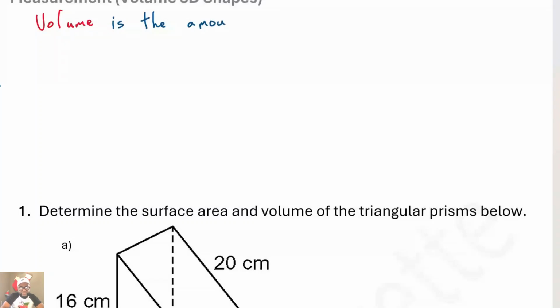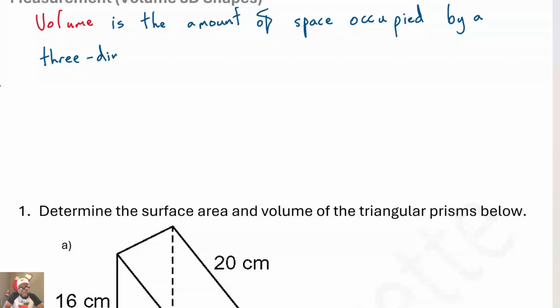Volume is the amount of space occupied by a three-dimensional object. All right.